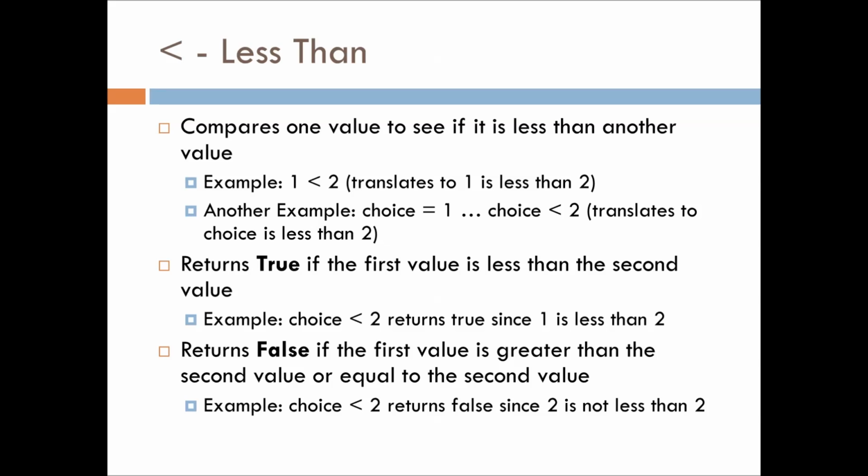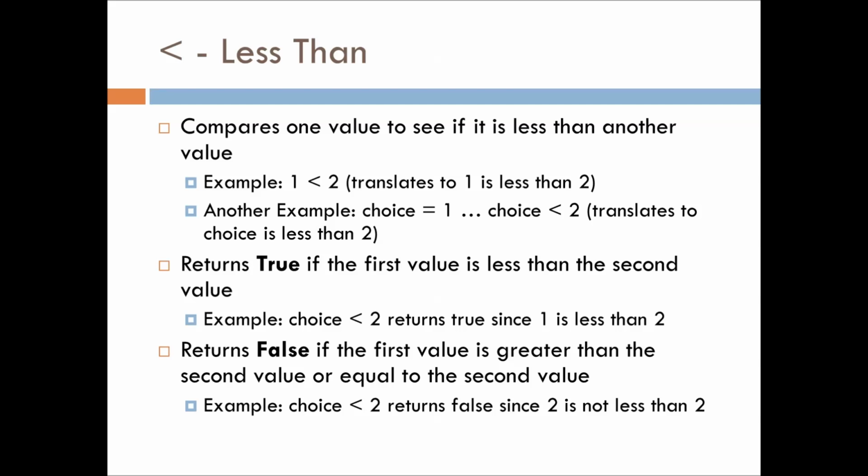And now we talked about greater than, so we need to talk about less than. Less than, basically, it's doing the opposite of greater than. You're comparing the value on the left and seeing if it's less than the value on the right. So the example, 1 less than 2, that comes out to be true. Trusty choice again. Choice is less than 2 because 1 is less than 2.